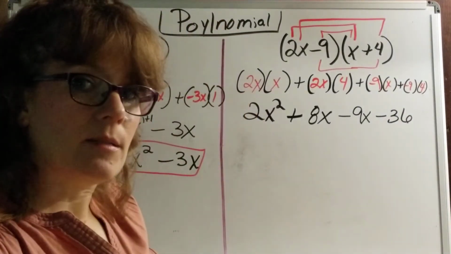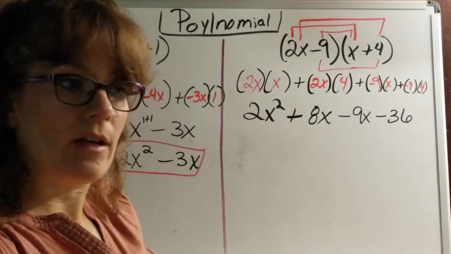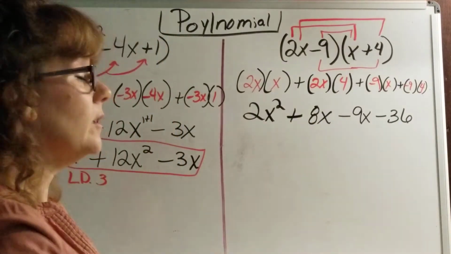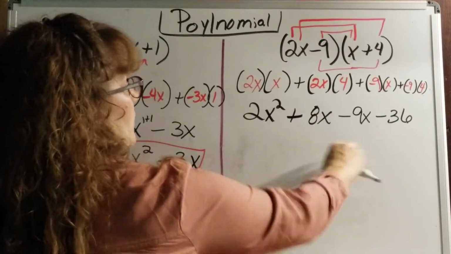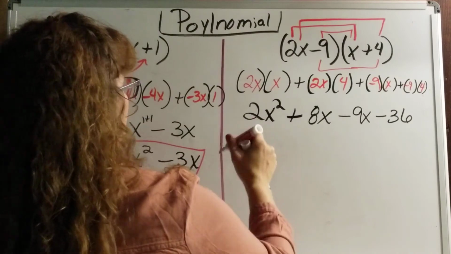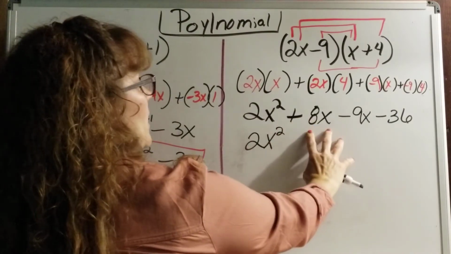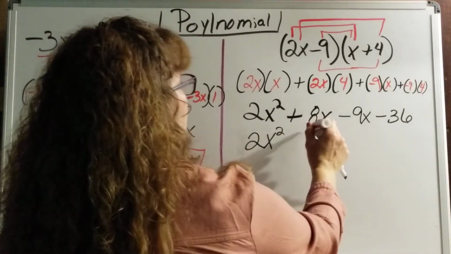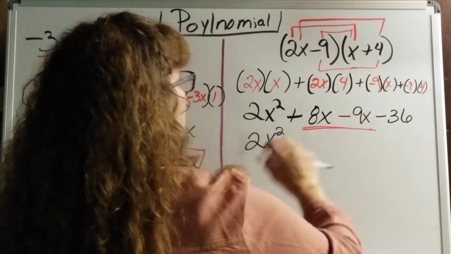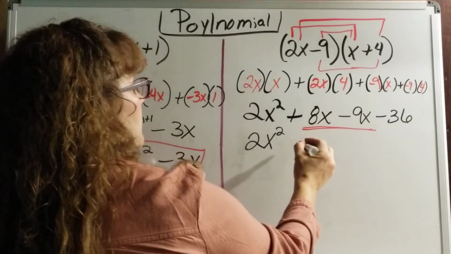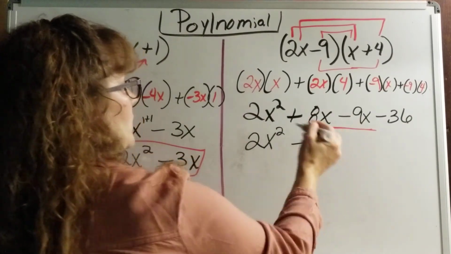So before I say it's my final answer, I look to see if I have any like terms to combine together, because we've got addition and subtraction going on here. I have x squared, no other x squared, so I'm going to bring this one down. But I do have x to the first and x to the first, so these two can be put together. So I have $8 in the bank, but I spent $9. That leaves me in the hole $1.